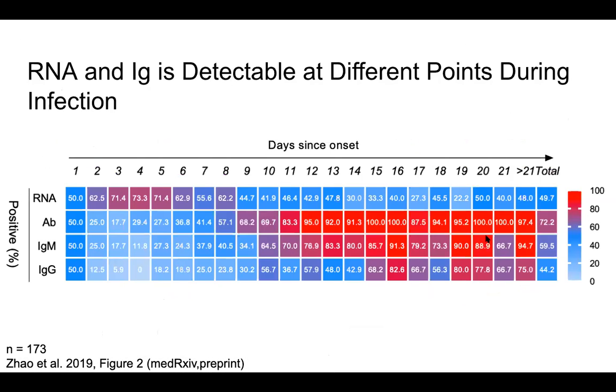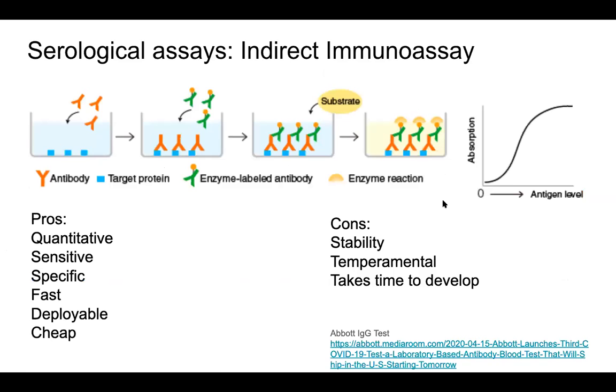So the main takeaway is that the RNA is easy to detect at the beginning of the onset, and will sort of decrease over time, whereas the antibodies are not going to be detectable almost at all until your body has responded to the infection. So RNA first, then antibody response.